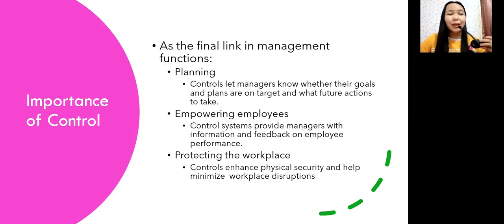Okay? And of course, protecting the workplace. Control enhance physical security and help minimize workplace disruptions. Actually, later on, ma-discuss natin that controlling actually comprises of disciplinary actions. Kung baga, paano mo makokontrol yung mga employee mo towards good behavior.